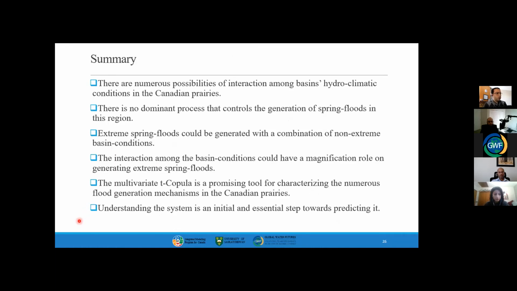So to sum up all these, there are numerous possibilities of interaction among the basin's hydroclimatic conditions in the Canadian prairies. And there is no dominant process that controls the generation of spring floods in this region. And also extreme spring floods could be generated with a combination of non-extreme basin conditions. And there are also interactions among the basin conditions that could have a magnification role on generating extreme spring floods, and the multivariate Copula is a promising tool for characterizing the numerous flood generation mechanisms in the Canadian prairies. And understanding the system is an initial and essential step towards predicting it. So that's what we are heading to.